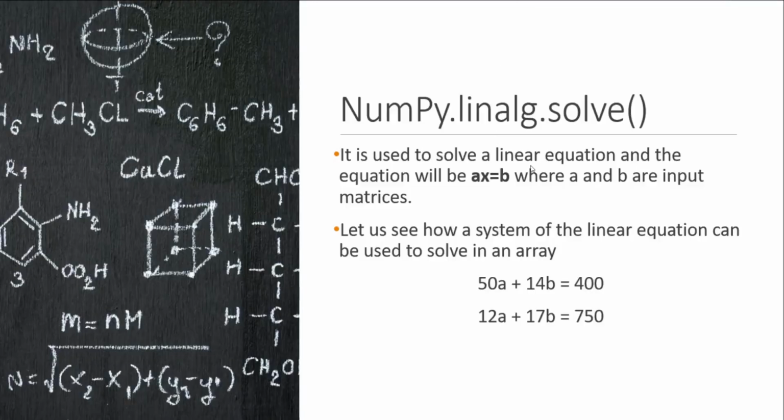Suppose a retailer sold 50 apples and 14 grapes in one day for an amount of $400, and the next day he sold 12 apples and 17 grapes for $750. Now we can solve this problem with a system of two linear equations: 50a plus 14b equals 400, and the next equation is 12a plus 17b equals 750. The solution to these equations is by using the numpy.linalg.solve function.